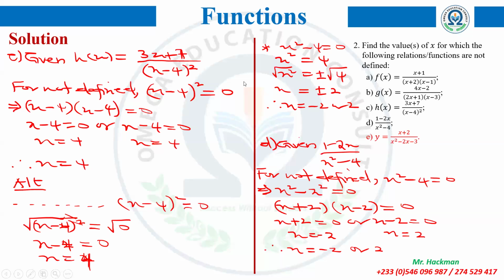Prof. Nana Kwame, your hand is up. I wanted to ask if you can solve it without squaring the 4. Which one? This one, question D? C rather. Sir, C please. He said, can we solve without what?